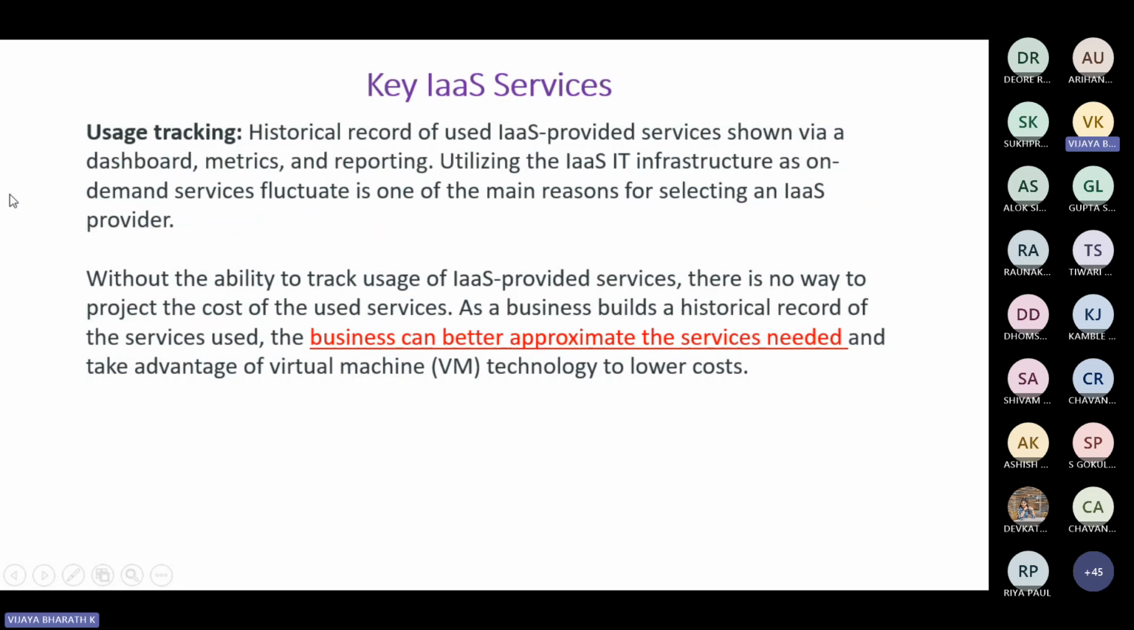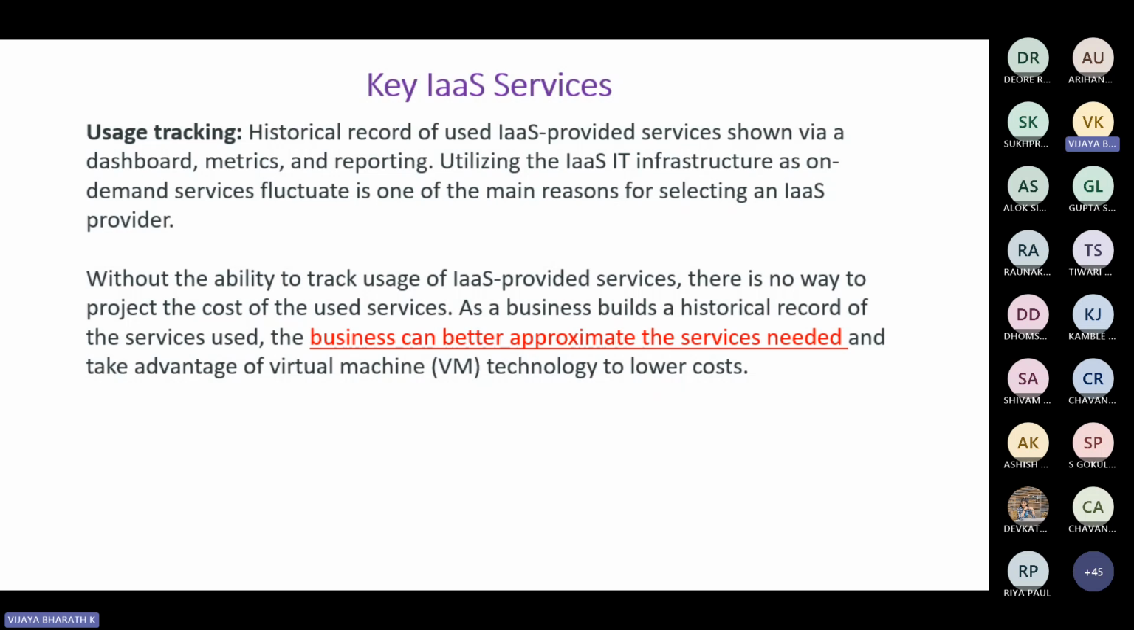Next is usage tracking. So how many hours your machine is running. If you see 730 to 740 hours per month, your machine should do that. So historical records of the used IaaS services can be viewed in terms of dashboard metrics and reporting. If you go to AWS, you'll have metrics: how long the VM has run, what is the CPU performance of that. All these things we can see in AWS and other metrics as well with respect to vendors.